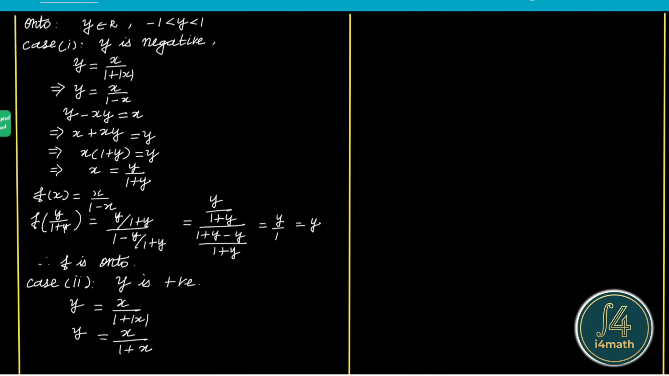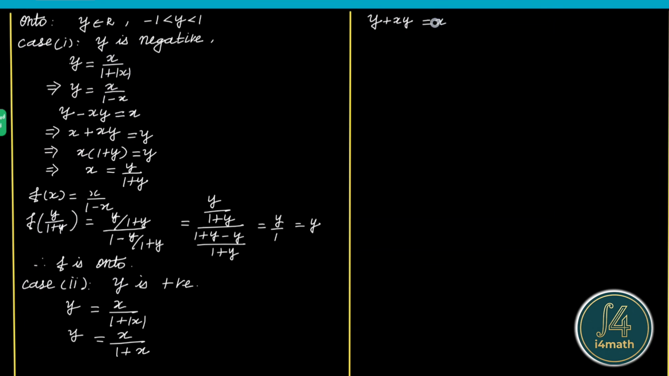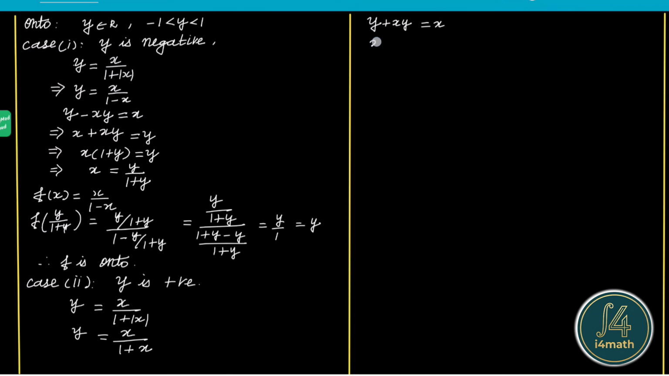Now do the cross multiplication. y into 1, y into x which is equal to x. Now we need to find the x value. So what I'm going to do is take this plus xy to the right hand side. So x minus xy which is equal to y. Now take the x outside. So x into 1 minus y which is equal to y. Now I need the x value, divide both sides by 1 minus y. So x which is equal to y divided by 1 minus y.